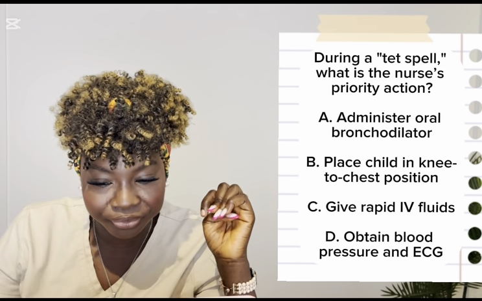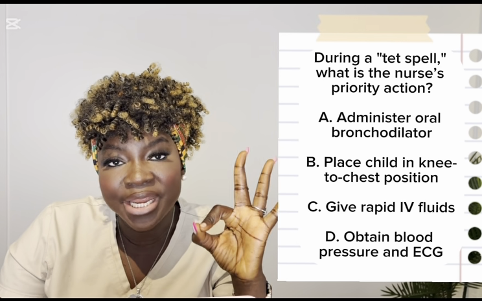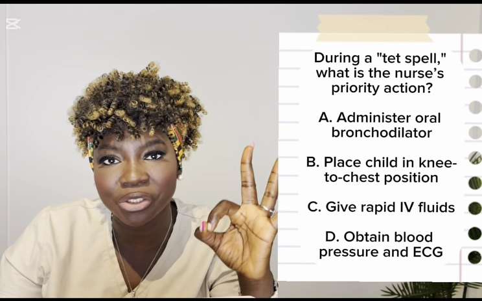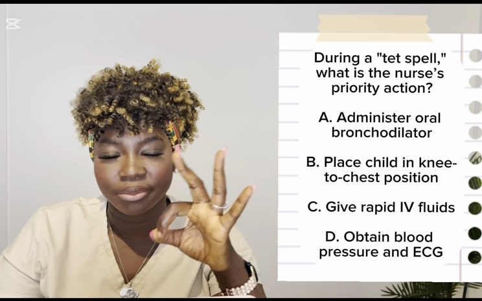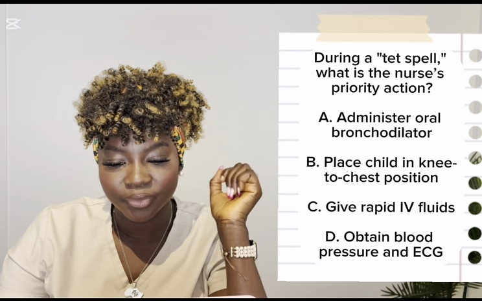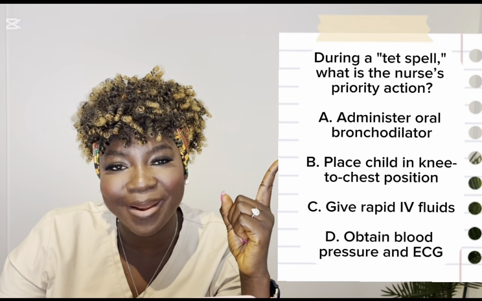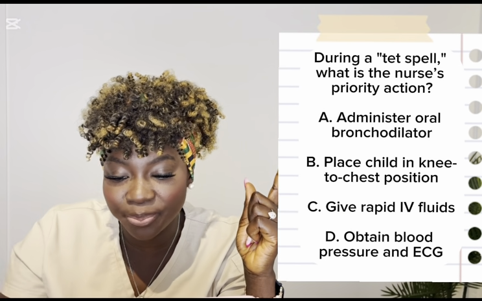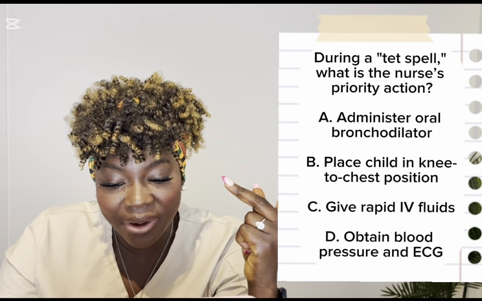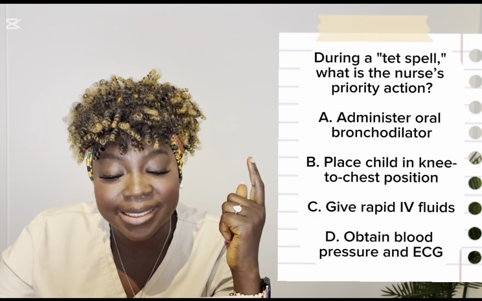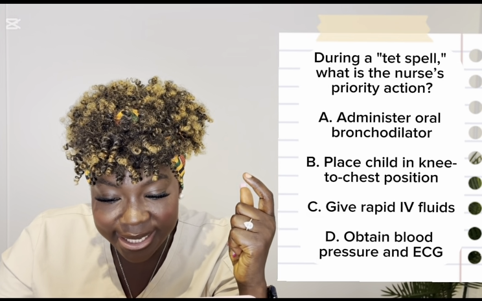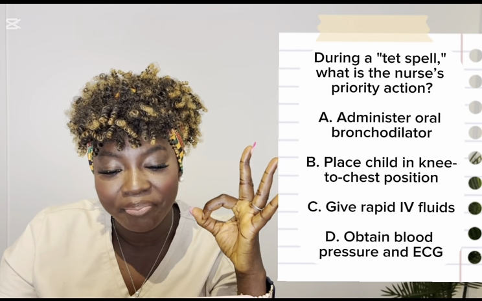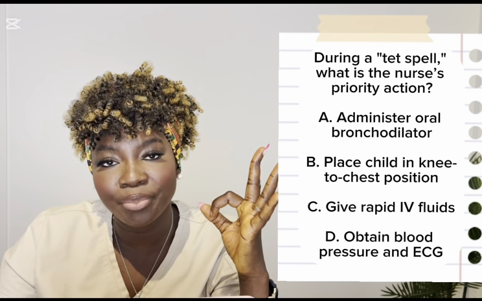Now, during a tet spell, what is the nurse's priority action? A, administer oral bronchodilators. B, place the child in knee to chest position. C, give rapid IV fluids. And D, obtain blood pressure and ECG. Now guys, the right answer is B, place the child in knee to chest position.